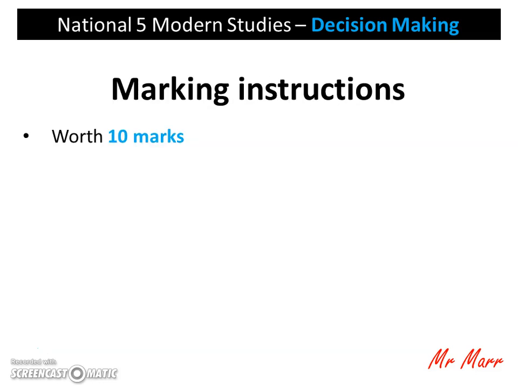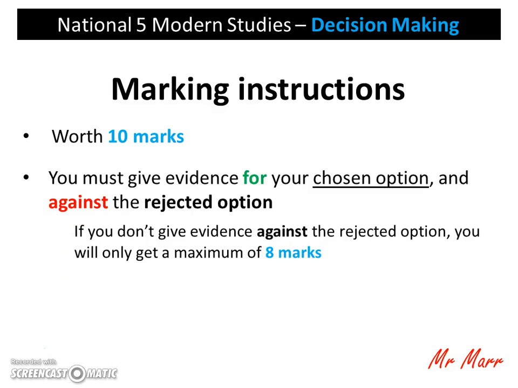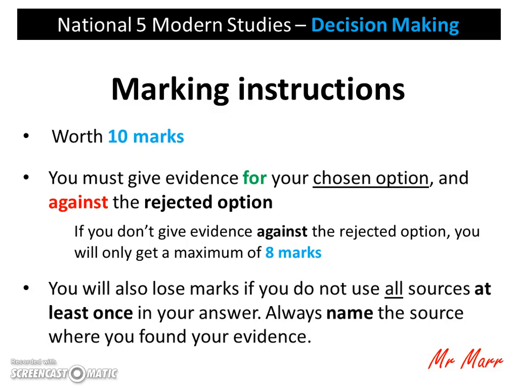As has been noted, these questions are worth 10 marks. You must give evidence both for the chosen option and against the rejected option. If you only give evidence for and fail to give points against, you will gain a maximum of 8 marks. You will also lose marks if you do not use all sources at least once. You should also name the source where you found each piece of evidence.